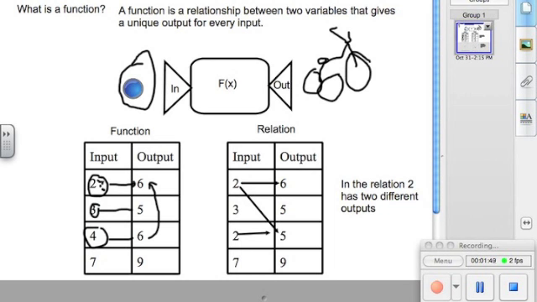If you look over here, I pushed my 2 button and I got out a 6. But then later on, I pushed that same 2 button and I got out a 5. I would say that that is not functioning.